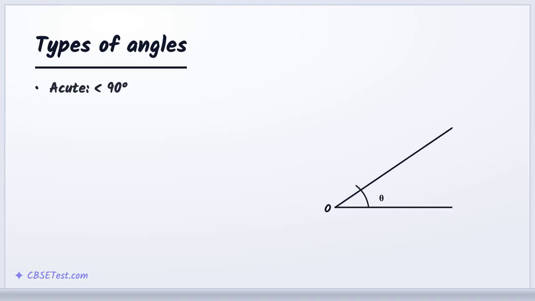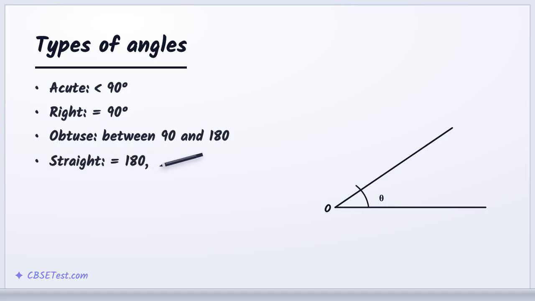Angles are named by their size. Less than 90 degrees is acute. Exactly 90 is a right angle. Between 90 and 180 is obtuse. 180 is a straight angle, and more than that is reflex.